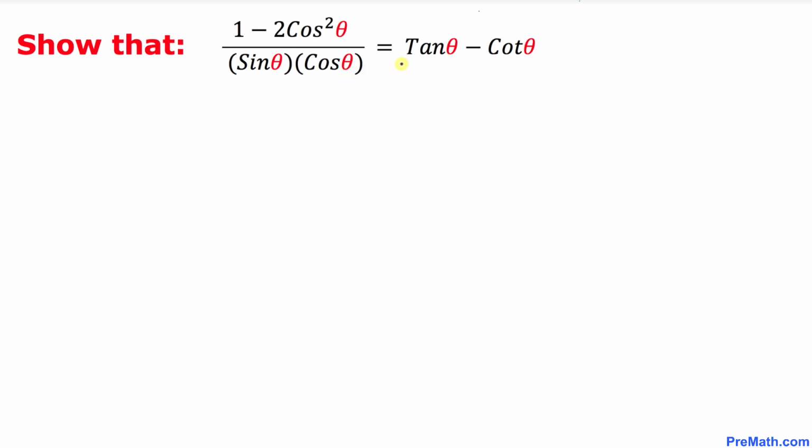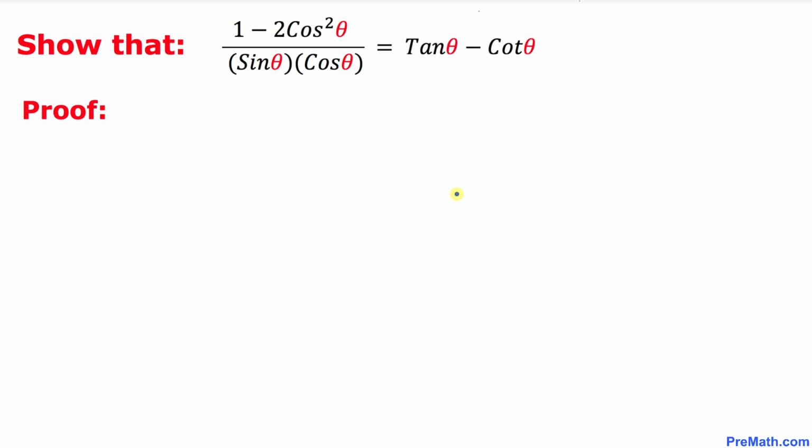As you can see over here, let's look at this identity. We have on the left hand side (1 minus 2 cosine square theta) divided by sine theta times cosine theta, and we are going to prove that this is equal to tangent theta minus cotangent theta.